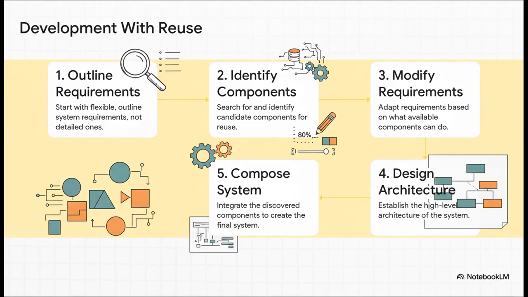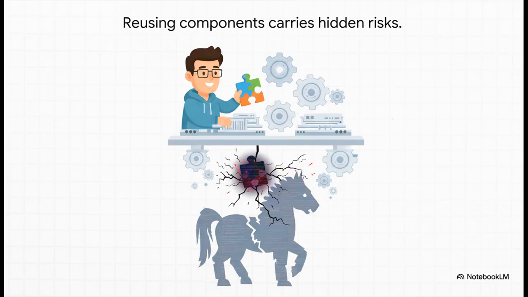Then, the very next step is to go shopping in your component library to see what's already available. And here's the crucial part. You actually change your requirements to fit the components you find. If you find a component that does 80% of what you thought you needed, it's almost always smarter to just tweak your plan to use it rather than trying to build that last 20% from scratch. Now, this all sounds like a dream, doesn't it? Faster development, lower costs, what's not to love? But there's a catch. A big one.